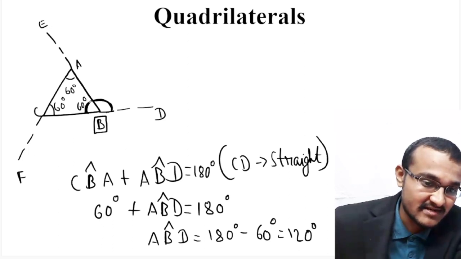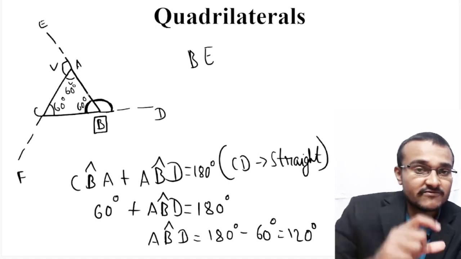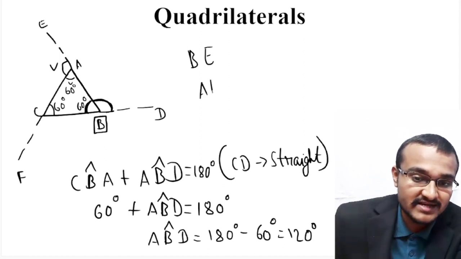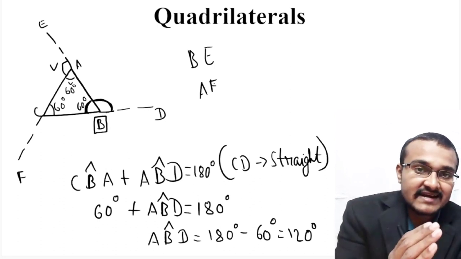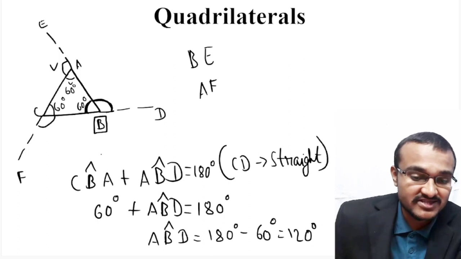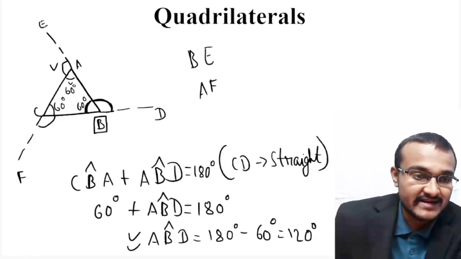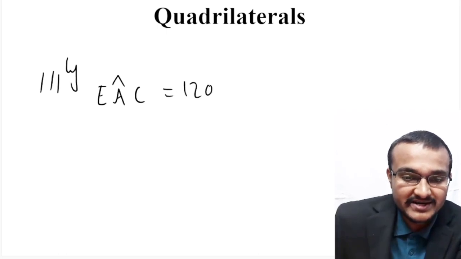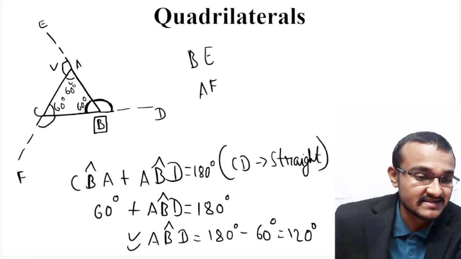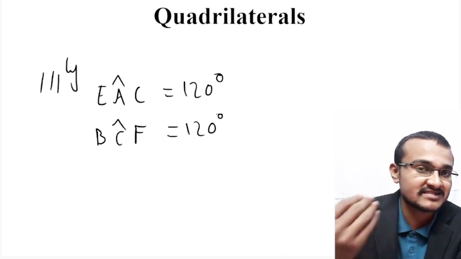So for this particular straight line, if you consider BE as one particular straight line, then the sum of this interior angle and this particular exterior angle will also be equal to 180 degree, because it is a straight line. So if you consider this particular line AF, then that will also create 180 degree, like the sum of interior angle and its corresponding exterior angle, that is this particular angle. So if you add these two, then again this will correspond to 180 degree. Similarly, if you solve as I solved this particular ABD, EAC will also be 120 degree, because its interior angle is 60 degree. And the other exterior angle, that is BCF, will also be 120 degree, because its corresponding interior angle is 60 degree. So 180 minus 60 will be 120 degree.